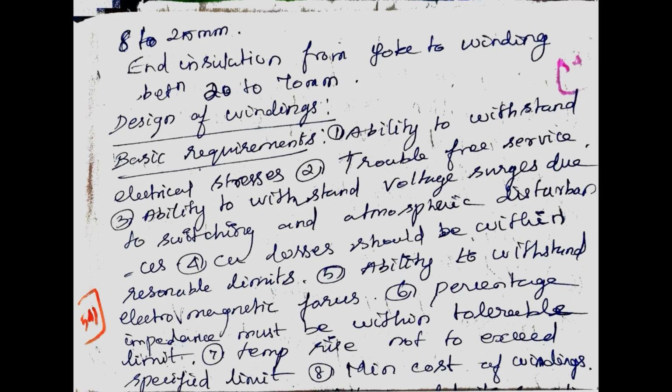Design of windings. Basic requirements. First, ability to withstand electrical stresses. Second, trouble-free service. Third, ability to withstand voltage surges, surges due to switching and atmospheric disturbances. Fourth, copper losses should be within reasonable limits. Fifth, the ability to withstand electromagnetic forces. Sixth, percentage impedance must be within tolerable limit. Seventh, temperature rise not to exceed specified limit. Eighth, minimum cost of windings.